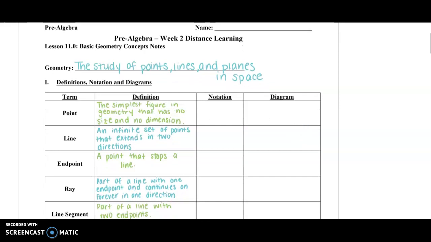So first thing, what is geometry? What is the definition of it? It's the study of points, lines, and planes in space.